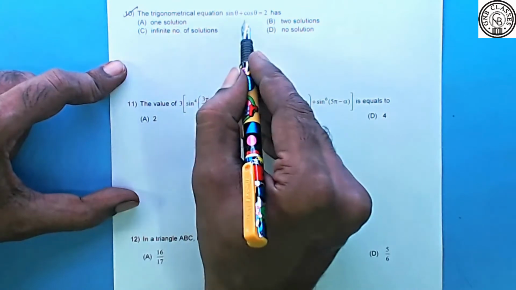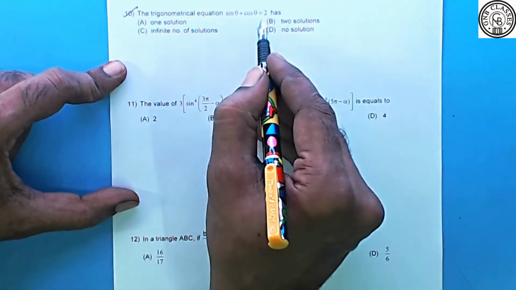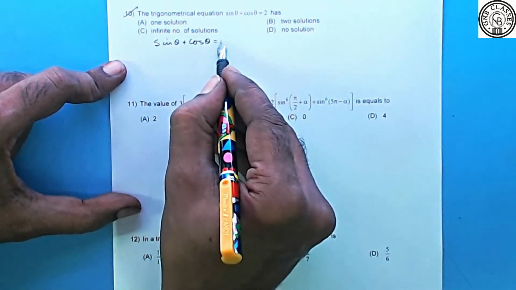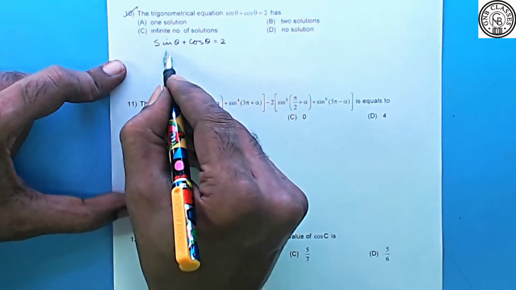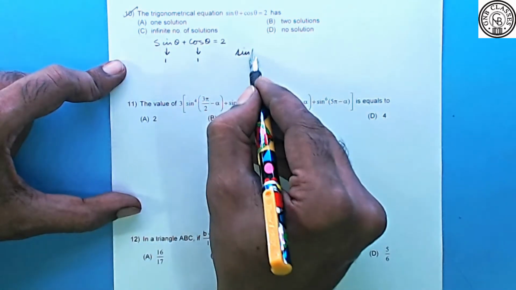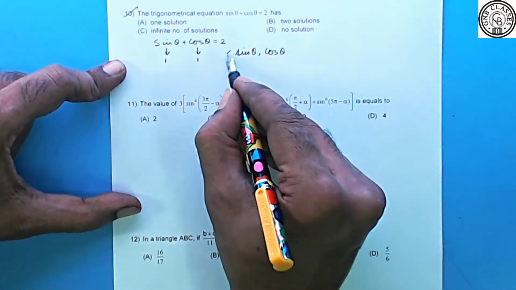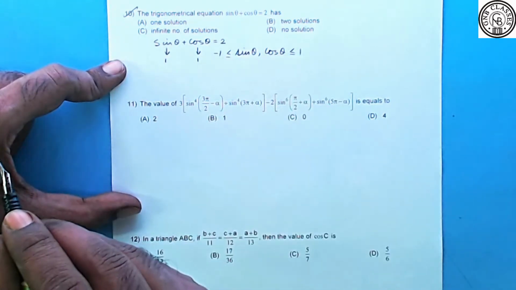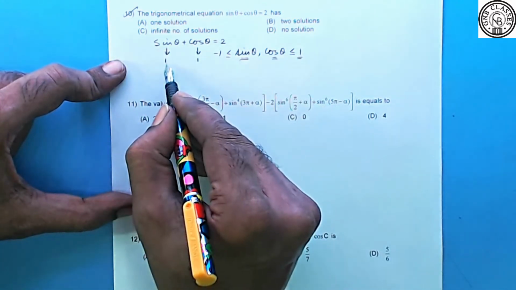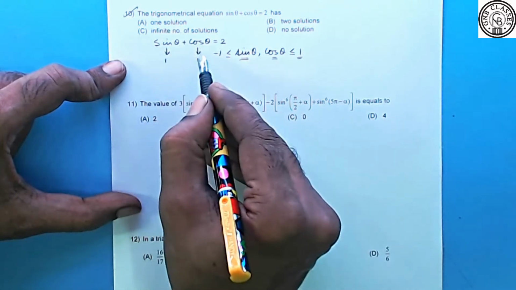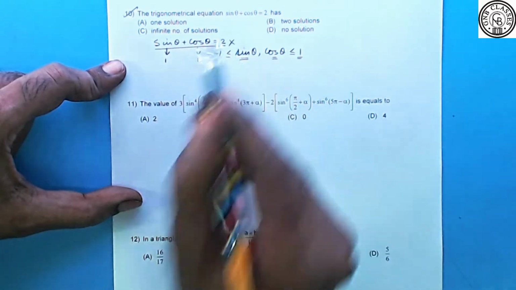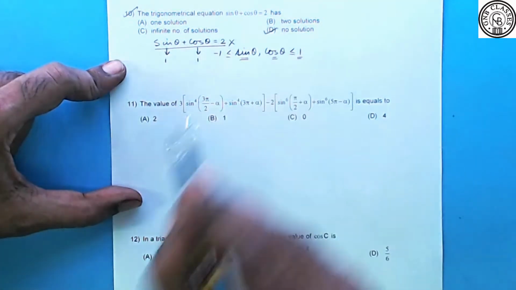In this problem, they have said that sin theta plus cos theta is 2 and find the number of solutions. Sin theta plus cos theta is 2. It is only possible when sin theta is 1 and cos theta is 1. Why? Because we know that sin theta and cos theta always lie between -1 and 1. So the maximum value that sin theta and cos theta can take is 1. But simultaneously, the value of sin theta and cos theta cannot be equal to 1. Is it clear? Therefore, in this equation, we cannot solve, and hence we will write that there is no solution.